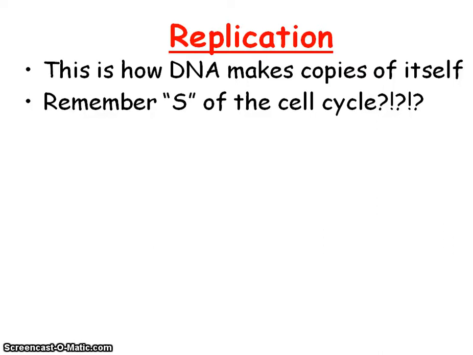Okay, so the purpose of this lecture is to talk about how DNA makes copies of itself. If we go back to the cell cycle, you may remember that we had G1, S, G2, and then mitosis or meiosis or whatever was going to happen.